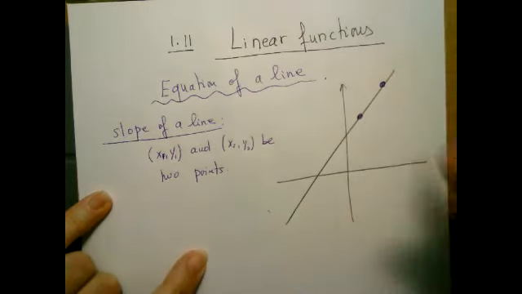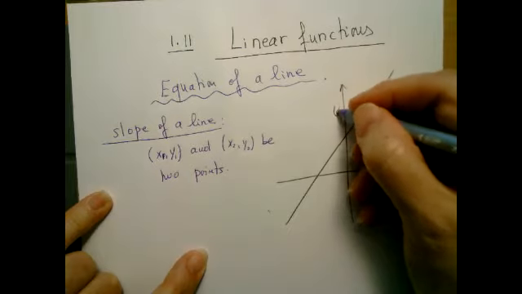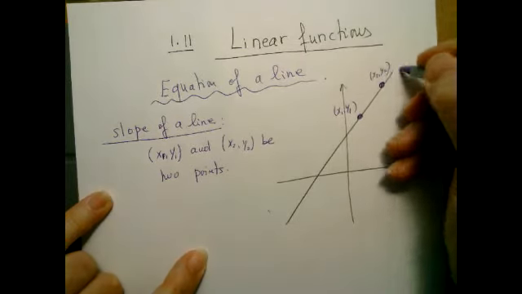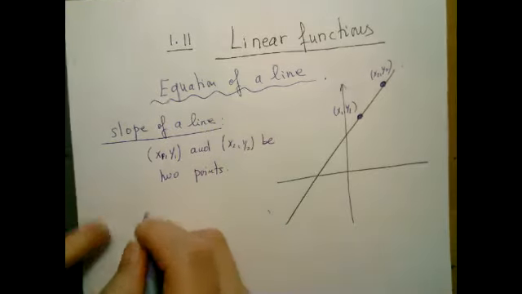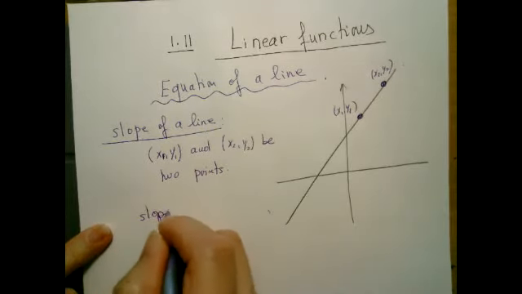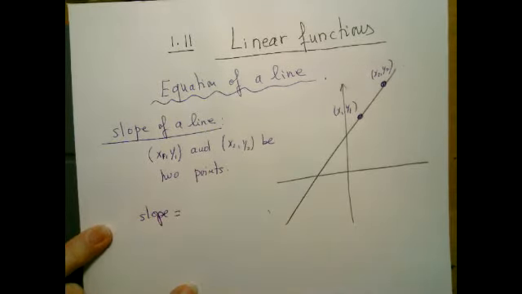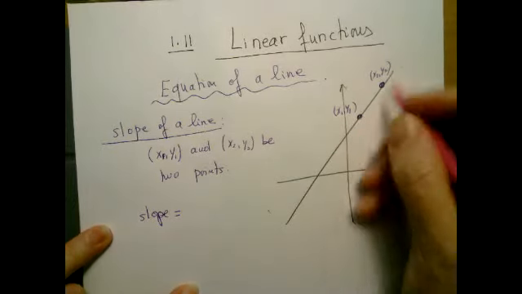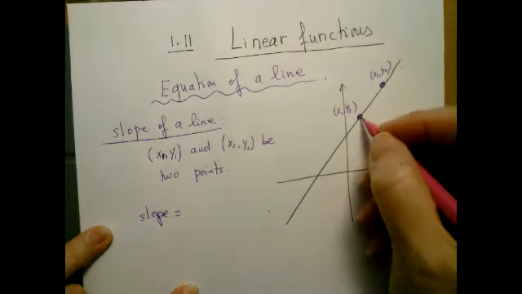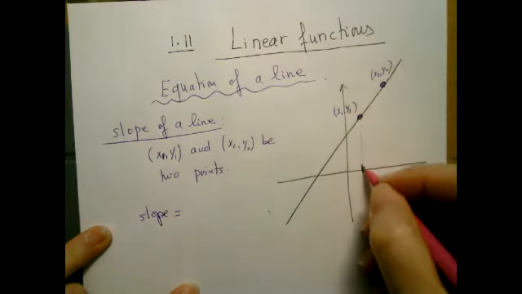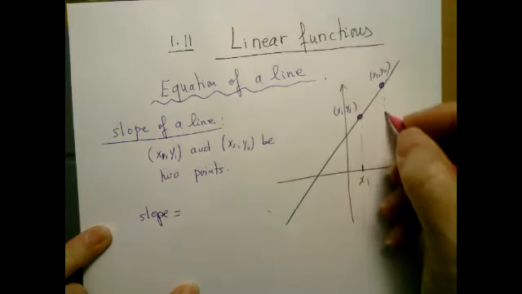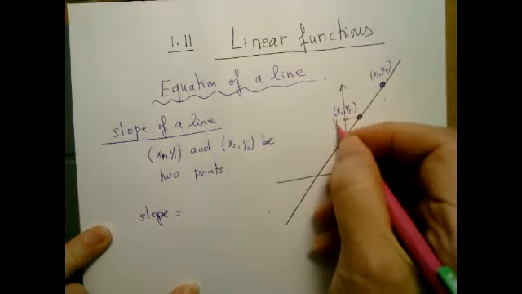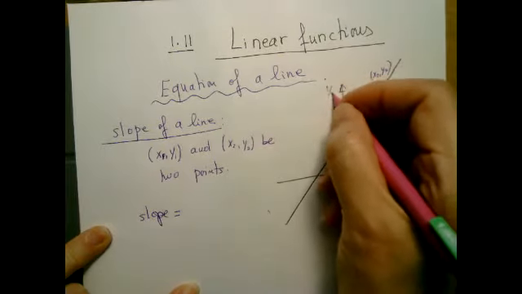Okay, so this is my first point, x1, y1, and this is x2, y2. Now, what is the slope? Slope is what we actually have been talking about before, the average rate. So what is the slope? Imagine this is a line. As you go from, this is my x1, and this is my x2, and this is my y1, and this is my y2.